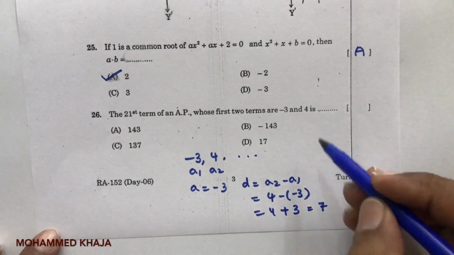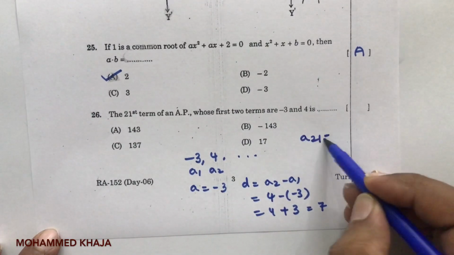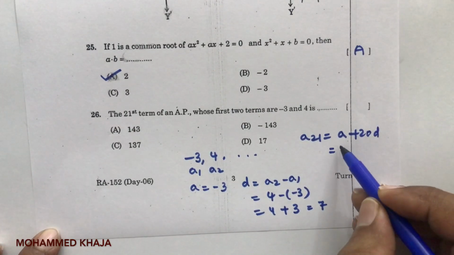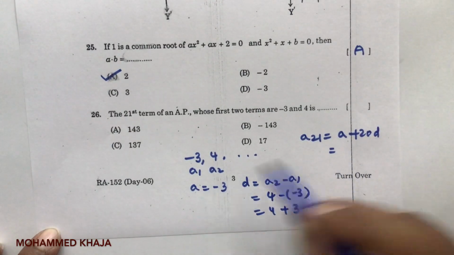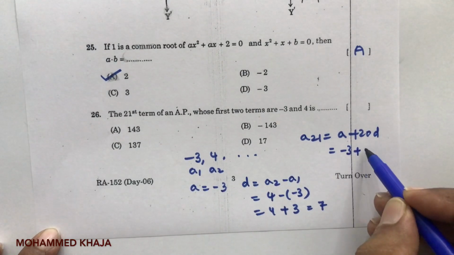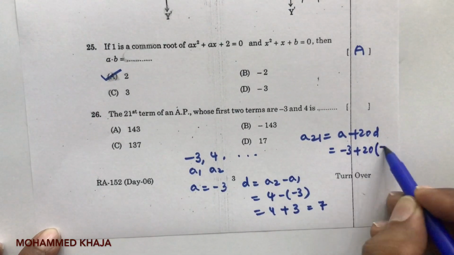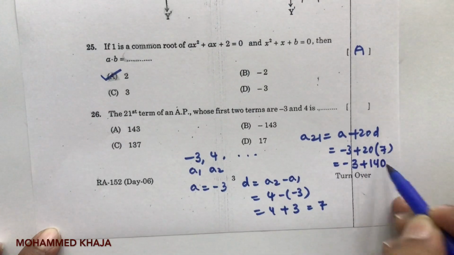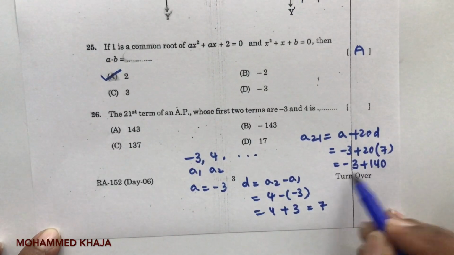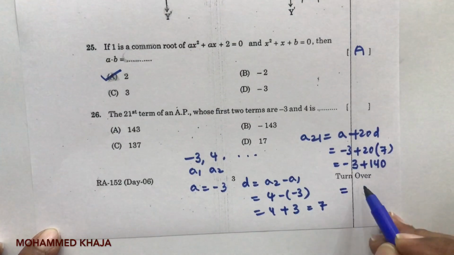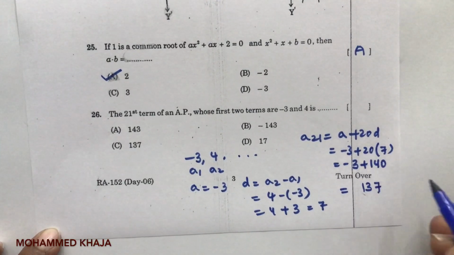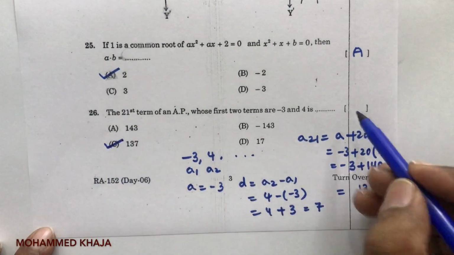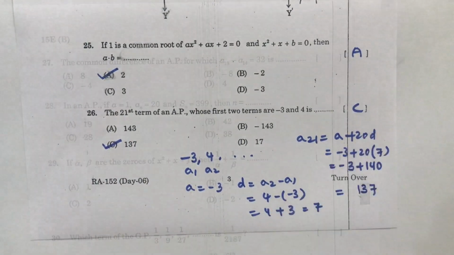So we need to find the 21st term, a21, which is a plus 20d. The a value is minus 3 plus 20 times the d value, 7. 20 times 7 is 140. 2 sevens are 14, so 140 minus 3 is 137. So the 21st term is 137. Correct option is C.